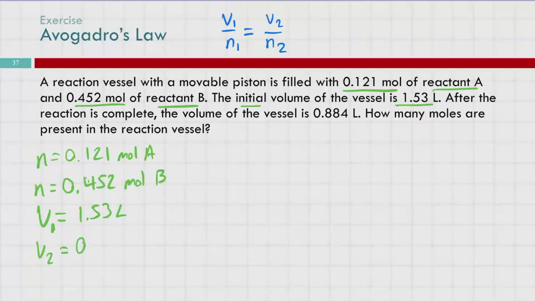The after in the sentence letting us know that's our V2. What are we looking for? We're looking for moles. Moles is an N value. We might be able to guess that we're looking for N2, but we already have two N values.